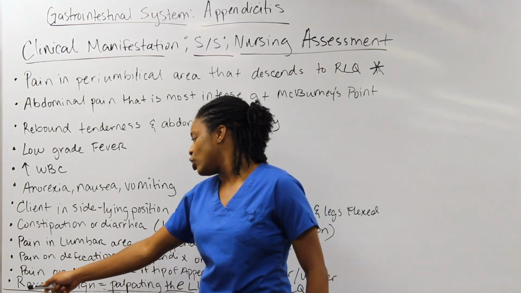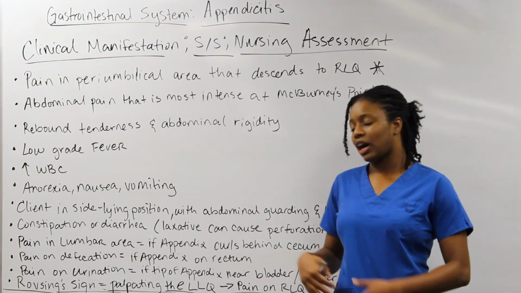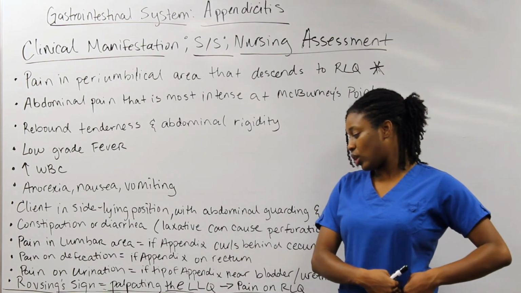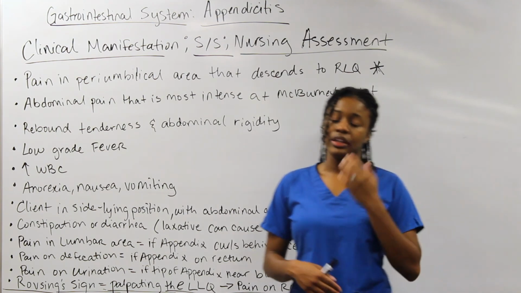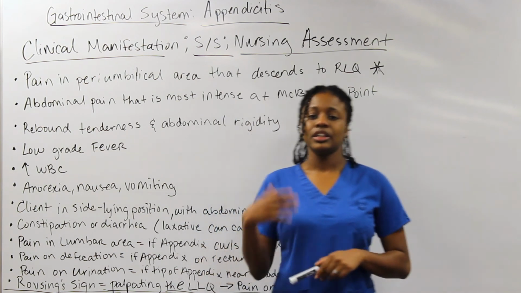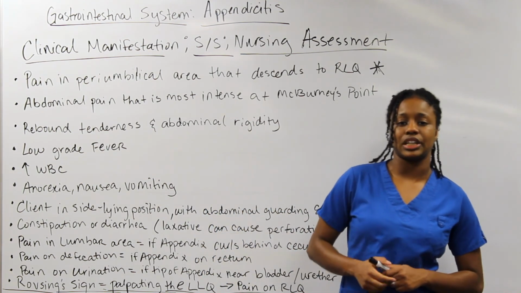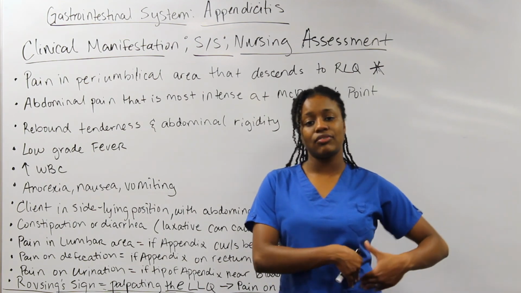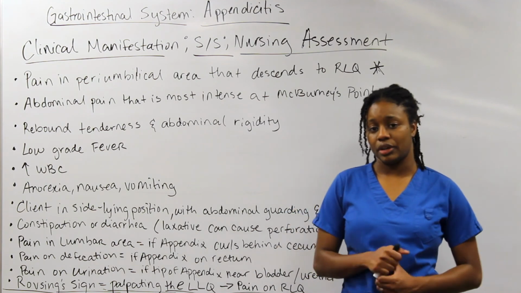And you have Rosen's sign, which is pretty much when you palpate the left lower quad, right? And you feel the pain on the right lower quad, okay? That's a positive sign to let someone know that, hey, this person may be experiencing appendicitis. So again, that's when you palpate the left lower quad and you're feeling the pain on the right lower quad, all right?